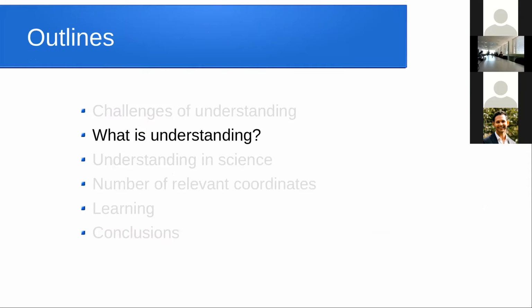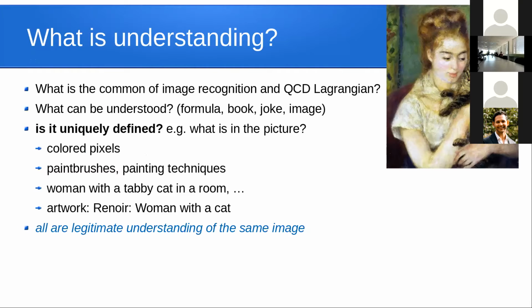So let's go into details. I don't want to go very deep. What is understanding? First of all, what can be understood? We can understand a lot of things, like a formula, a book, a joke, an image, and so on. The first question, probably, which we have to pose, is whether it is uniquely defined or not.